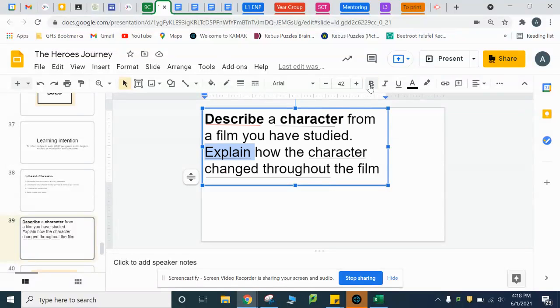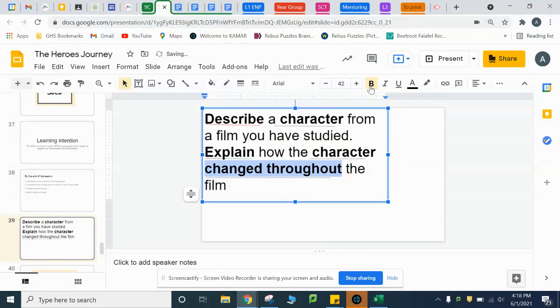Our next keyword is explain. We have character also, but that is connected to that first one. And then we have this big long one here: changed throughout the film. Okay, so that's brilliant. So we have got those keywords, so we really know what the most important bits of the question are.